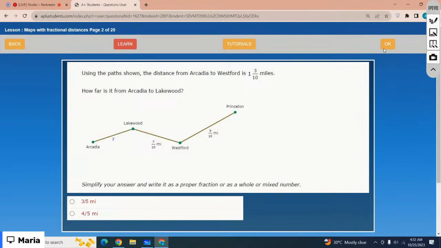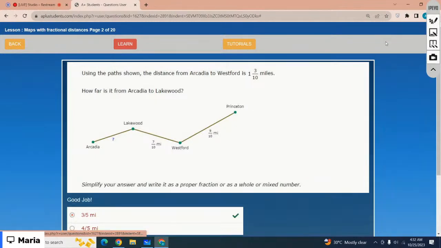Okay, the next one is, using the path shown, the distance from Arcadia to Westford is 1 whole 3 by 10 miles. How far is it from Arcadia to Lakewood? Okay, that's the one we just did, right? 10 times 1 is 10, 13 over 10. So 13 over 10 minus 7 over 10 is 6 by 10. And when you divide 6 by 10, that would be 3 by 5. That's the one I did in the tutorial, right? That is 3 over 5.